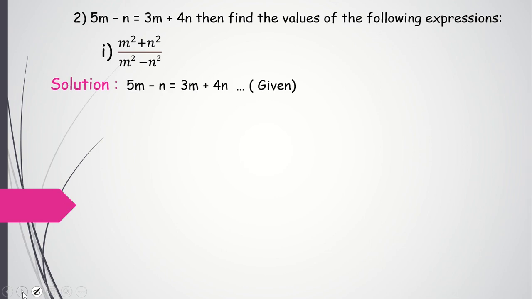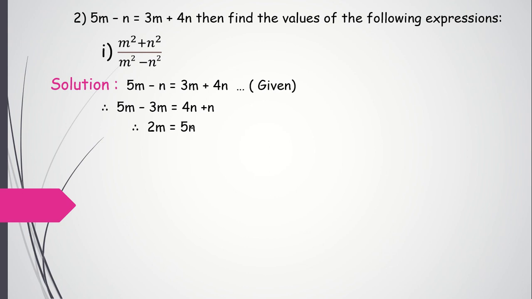Rearrange the terms and we will get the value of m upon n. Bring like terms together. Bring 3m here and take that n that side. So that is 5m minus 3n is equal to 4n plus n. So that's 2m is equal to 5m minus 3n is 2m and this is 5n.